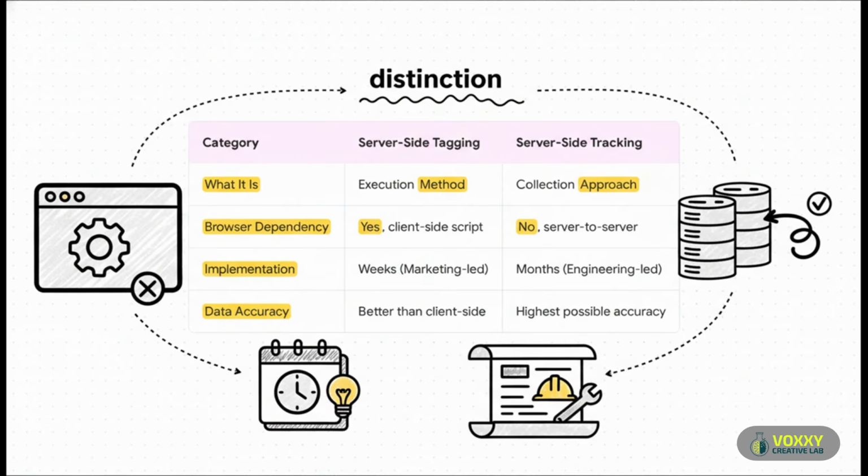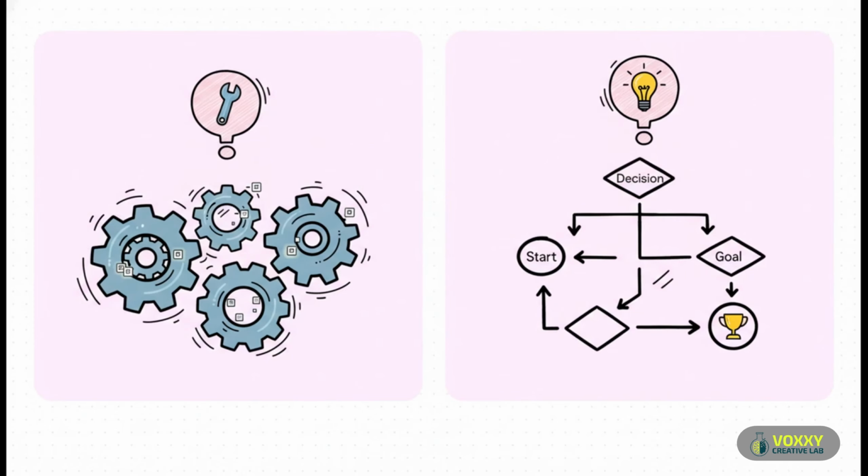Implementation for tagging is usually a marketing-led project that takes a few weeks, but true tracking, that's a heavy-duty, engineering-led project that can take months. And the payoff? Look at data accuracy. Tagging is better than what you had before, absolutely, but true server-side tracking is as close to perfect as you can possibly get. So if you walk away with just one thing, let it be this.